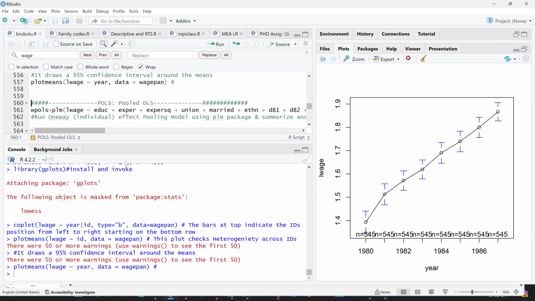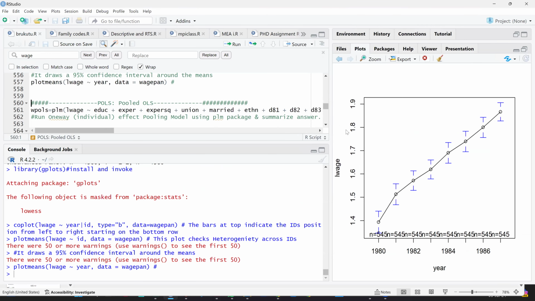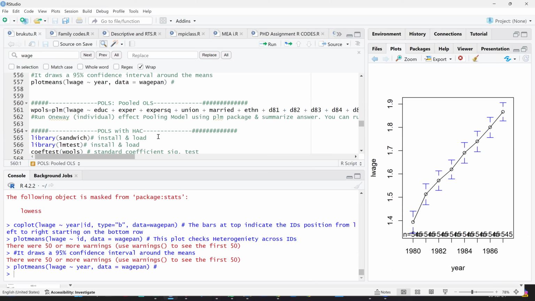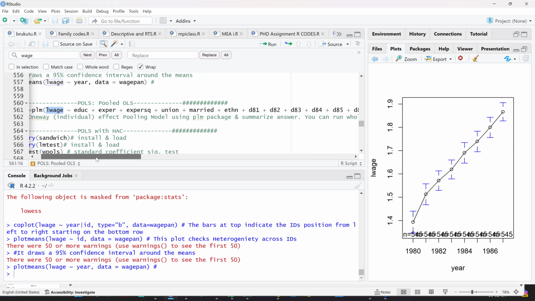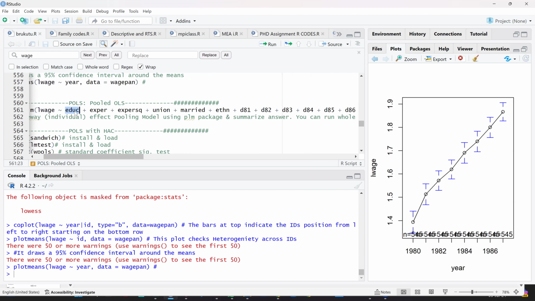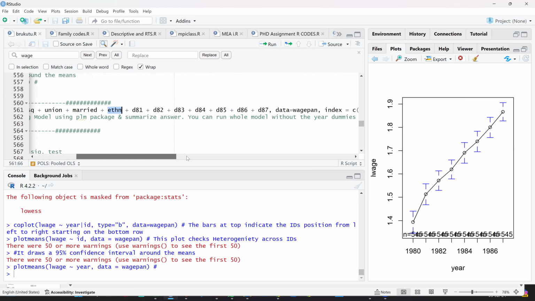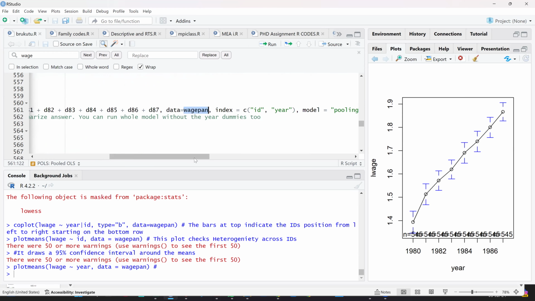I'll show you something. For this pooled OLS model, we are using the PLM package, but you can also use the OLS package because pooled OLS is actually OLS. But because for the rest we are going to use PLM, the panel linear model, we are going to start with it straight away. This is the dependent variable, which is the log of wage. It depends on education, experience squared, union, married, and ethnicity or race. And then you have the time dummies, all of them. But watch this. The name of the data is wage pan. The index is the ID and the year.